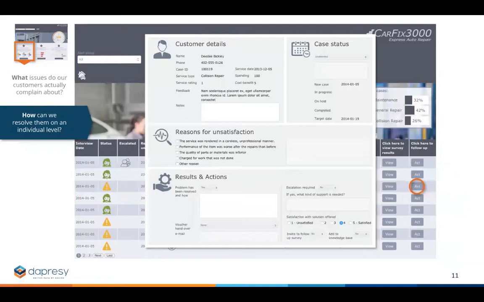So pick up the phone, call him, and try to understand in more detail what really made him unsatisfied. And then last but not least, of course, to agree also on any kind of actions that might solve the issue. So for instance, in case the quality of parts or materials was inferior, so that you maybe offer him a new visit and of course, redo the work to make the car work properly. So that is a very, very operational task. So it's really about picking up one specific case and working on this case to make a customer happy.